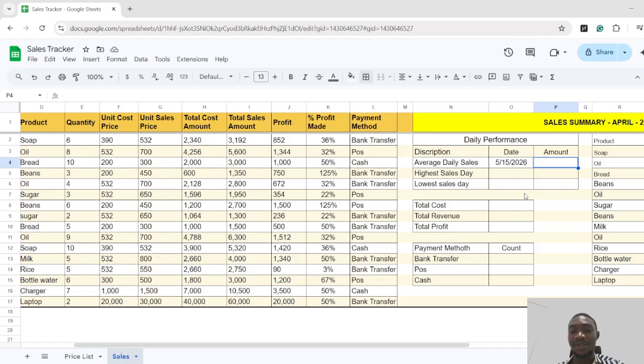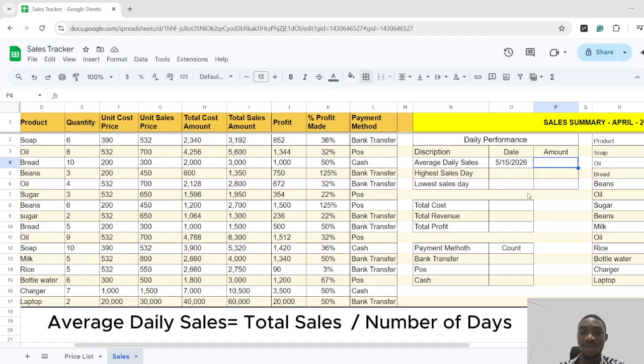So to get our average daily sales dates as of today, we will use the now function. And to get our average daily sales amount, we will use the sum function. So the total average daily sales amount is the total sales amount divided by the number of days.